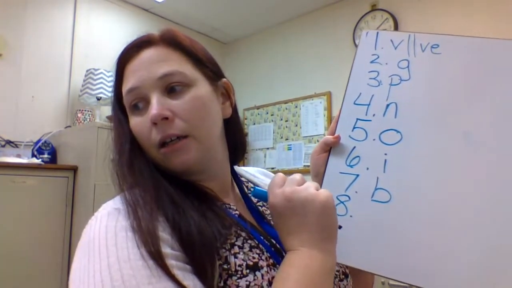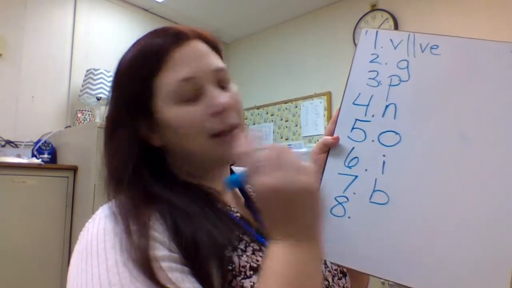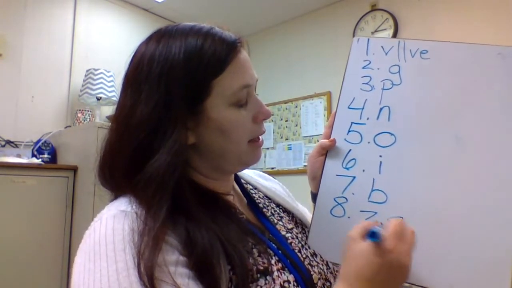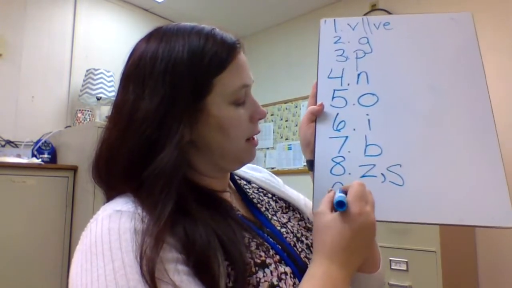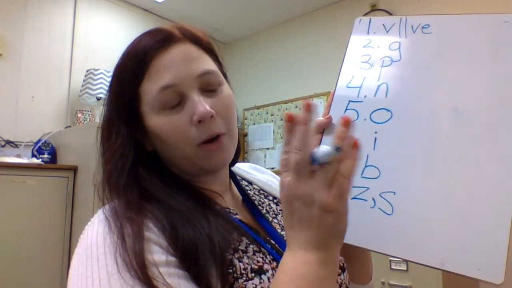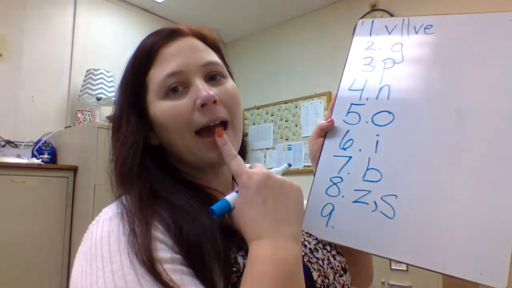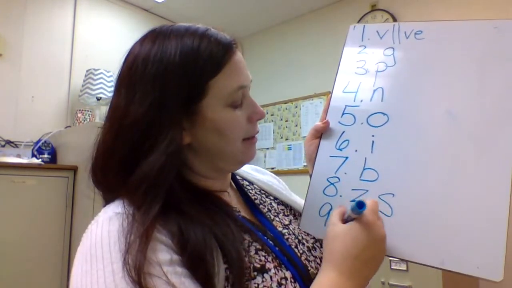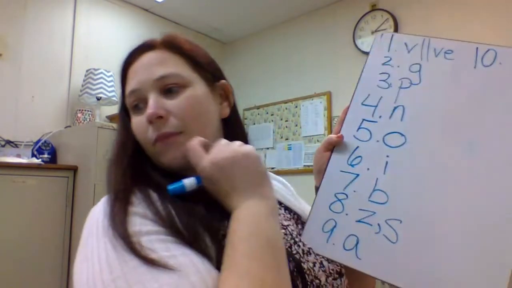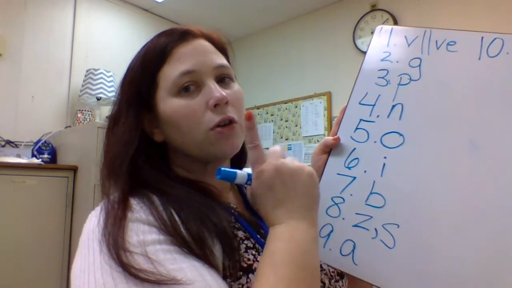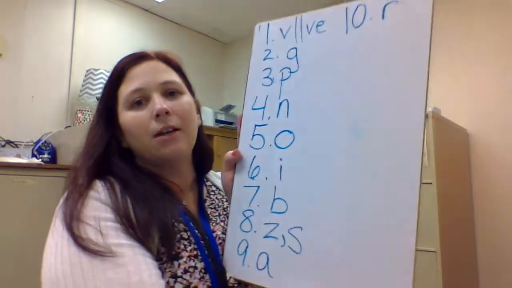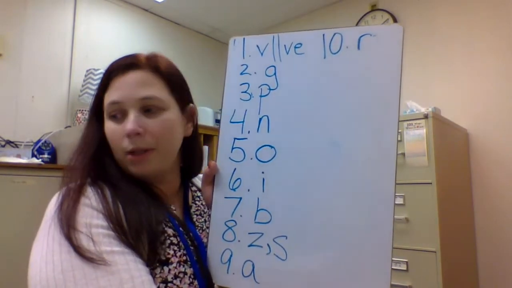Number eight, Z. We can make Z by a Z or an S. Number nine, ah. Scratch that. I always do this one wrong. I'm sorry. Ah. That is an A. I always get that one wrong. Number 10, and our final one, R. All right, hopefully you wrote those along with me while we were doing them.